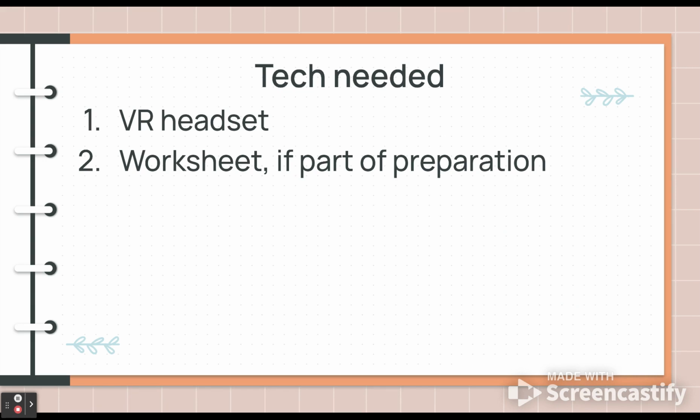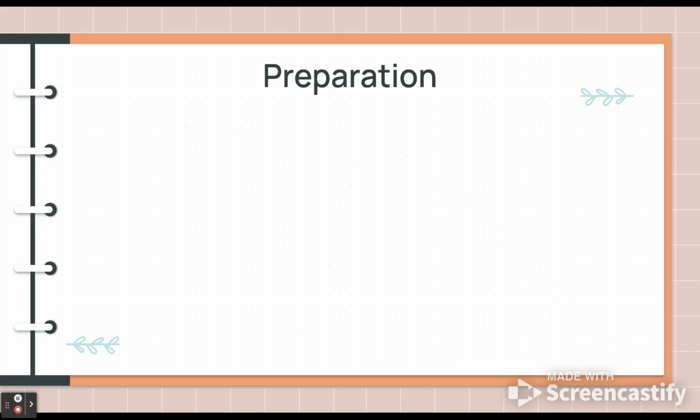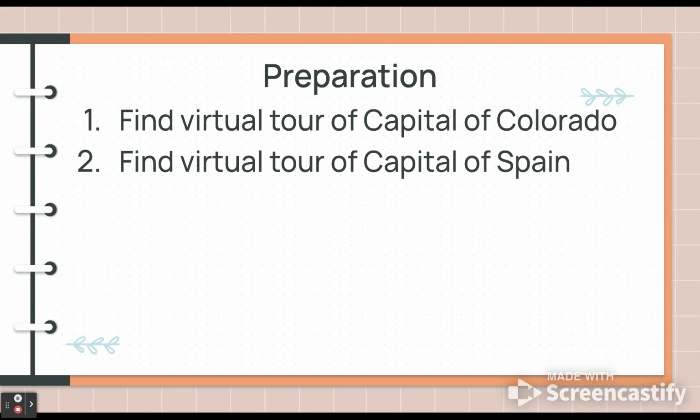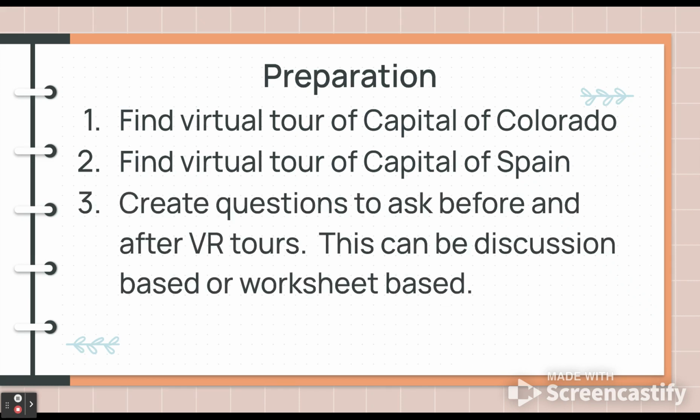And then the worksheet is part of preparation. So the preparation would be just the virtual tour of the capital of Colorado and the virtual tour of the capital of Spain. So actually you have to look through and make sure you find a good virtual tour in the actual virtual reality headset, because there's a bunch out there from what I've been seeing. So you want to make sure you find a good one for the class, and then create those questions that you could do before and after, where you're discussing or maybe they're answering on a worksheet. Just depends on what you have available and if it's online or in person.